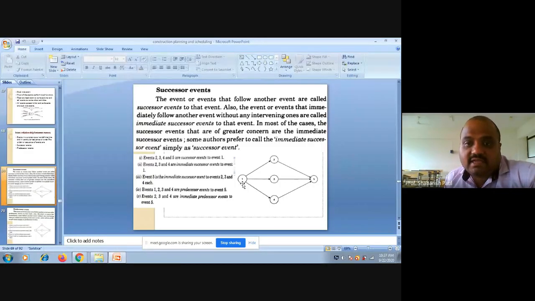Okay, and there are successor events to this event 1. What are they? The events which come after event 1 are called successor events to event 1. So I have 3 events here, 2, 3, 4, which are successor events to event 1. Similarly, 2 has one successor event, that is called 5. 3 has one successor event, that is 5. 4 has one successor event, that's called 5.